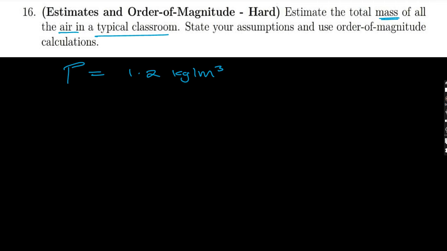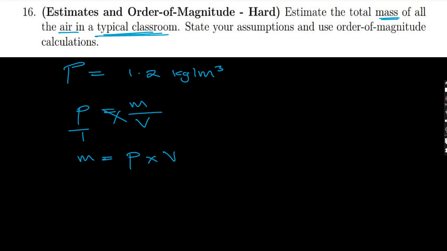Another thing you need to know: we want to find the mass. So the formula connecting density and mass is density is equal to mass over volume. To find the mass, we cross multiply, so mass is equal to density times volume. Now how can we find the volume of air? Since this air is in the classroom, we are going to find the volume of the classroom.